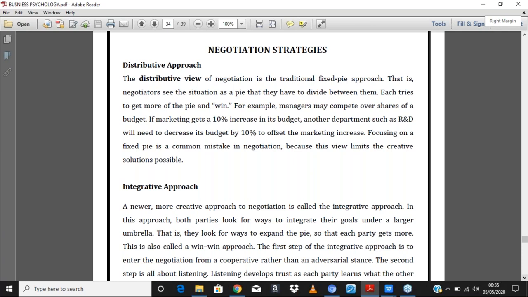In other words, the negotiators see the situation as something that everybody must get a share of. Let's divide it. Each tries to get their own pie. I must get my own part, you must get your own part. For example, managers may compete over shares of a budget: marketing gets 10%, and research and development might need to get another 10%. You want to get your own part of it. It's not as if I want everything, but everyone should get his own pie.